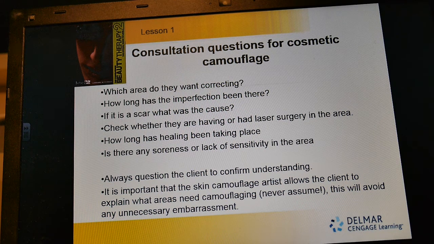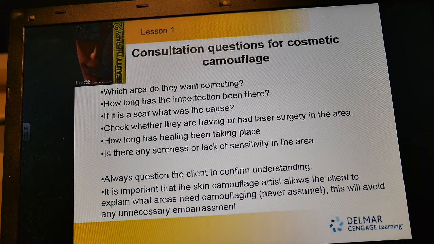And one of the most important questions to ask, because we're going to be working on areas as we spoke about in lesson 1. So you're going to be working on bruising, you're going to be working on different types of scarring. So what you do need to ask is there any soreness or lack of sensitivity in that particular area that you need to be aware of, so you know how you can actually apply the product and how gentle you need to be, and maybe what tools you're going to use to do that with.